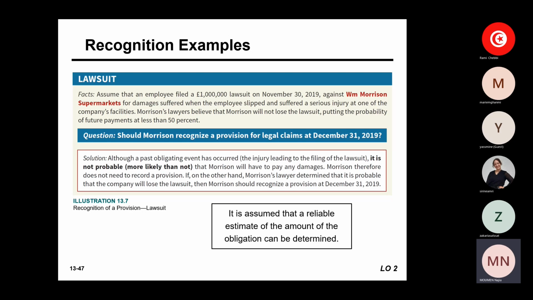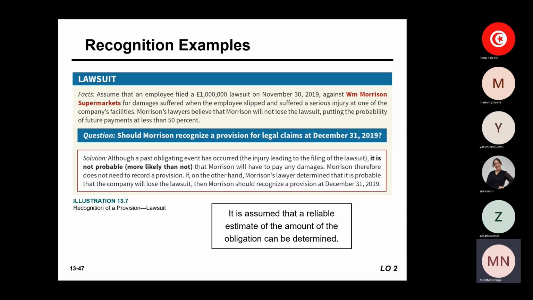and the probability is more than 50%. So in the opposite situation, it should be recorded as a liability, and it should be reported as a provision here. Because here we have a low probability, that is not more likely than not, so it should not be reported.